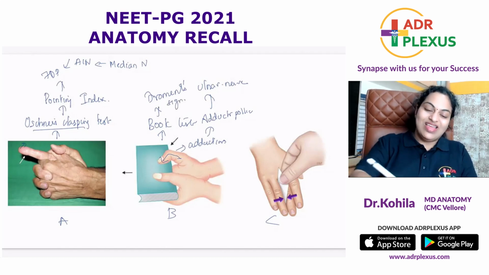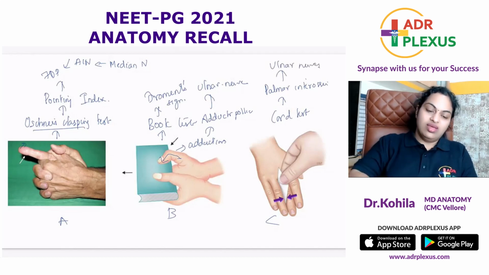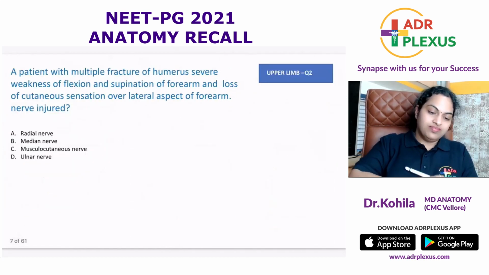And the image C, that's the card test, testing the adduction of the digits, which is caused by the palmar interossei, supplied by the ulnar nerve. We'll move on to the next question.